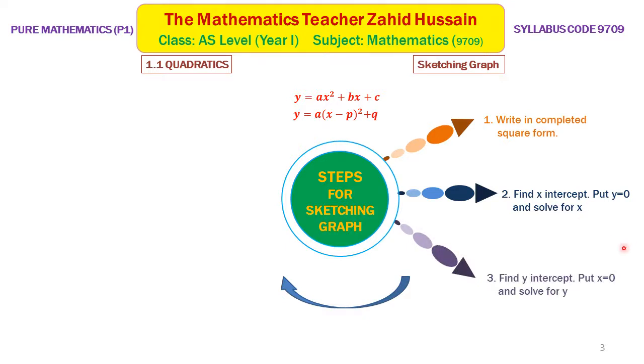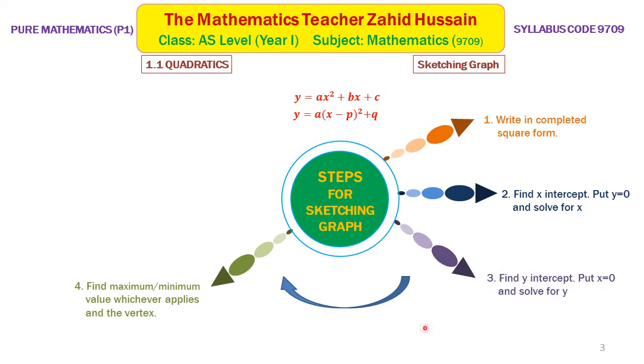Finally, the y-intercept. You will find the y-intercept by putting x equal to 0 and solving for y. You will put x equal to 0 and solve to get the value of y, which will be your y-intercept, the point where the graph cuts the y-axis.